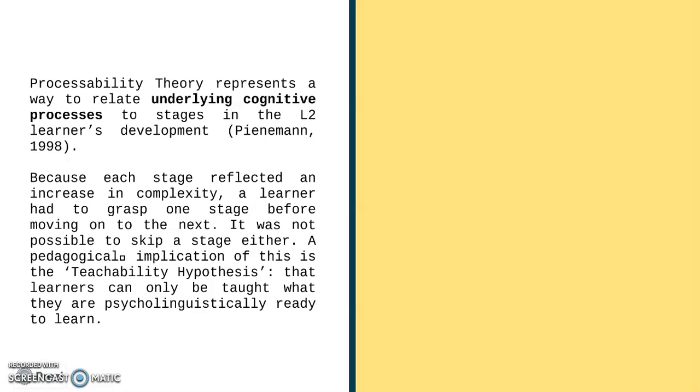Because each stage reflected an increase in complexity, a learner had to grasp one stage before moving to the next one. It was not possible to skip a stage either. A pedagogical implication of this is the teachability hypothesis, that learners can only be taught what they are psycholinguistically ready to learn.